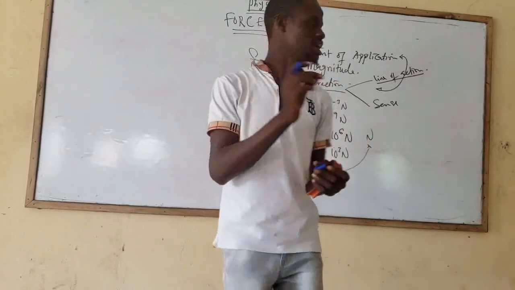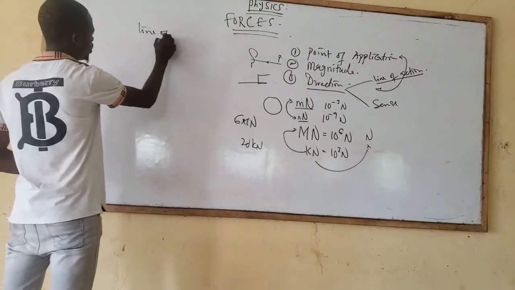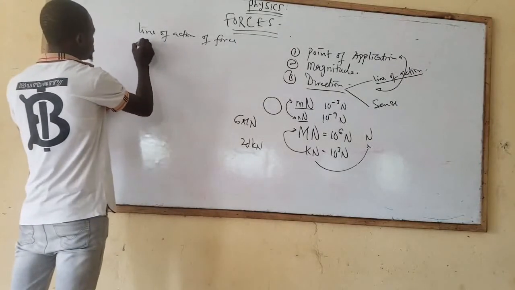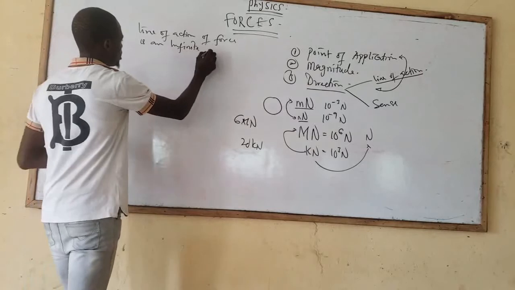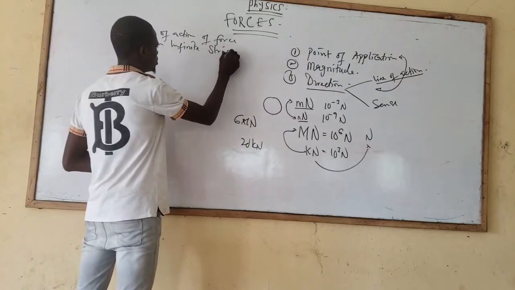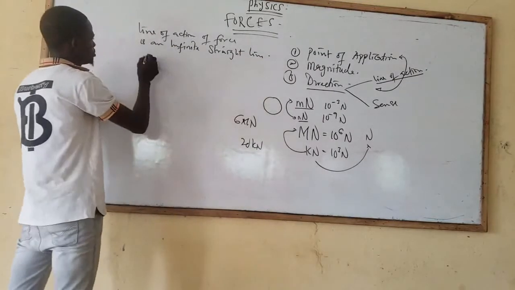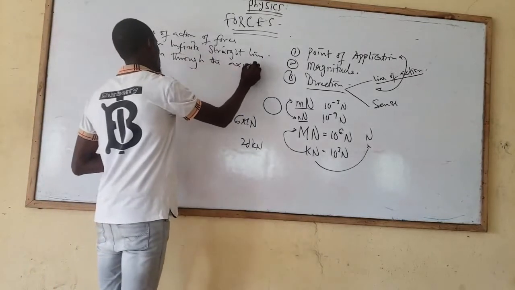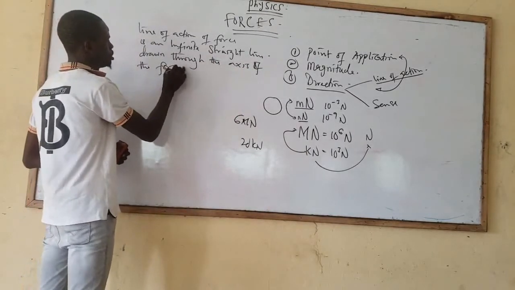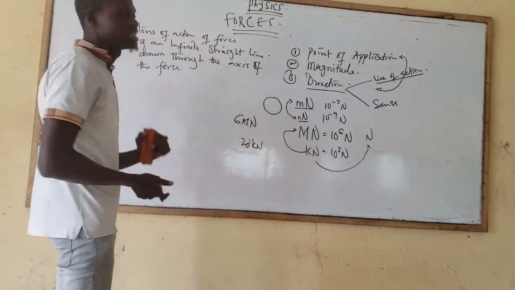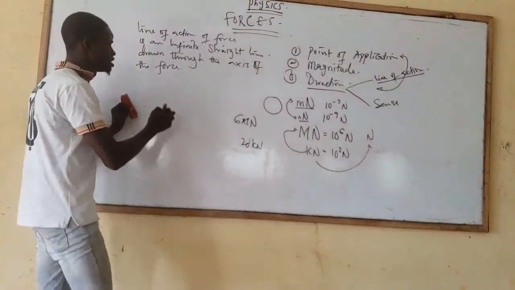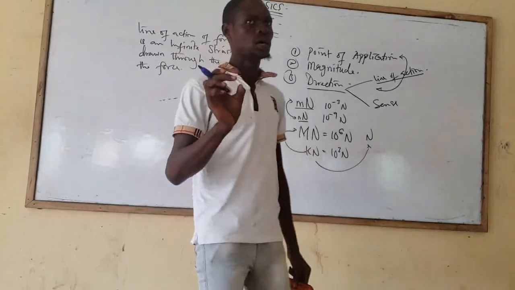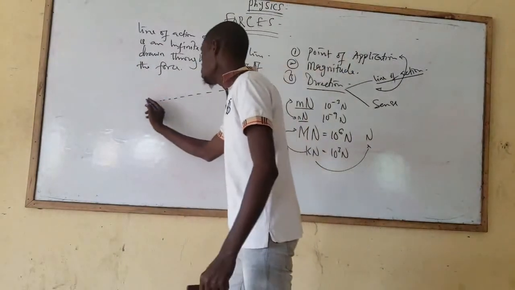Now, the line of action of a force is an infinite straight line drawn through the axis of the force. The infinite straight line drawn through the axis of the force, we call it the line of action of the force. If you take a look at this, this can represent a line of action. Before I forget, the line of action of a force can be determined by the angle it makes with a fixed axis.